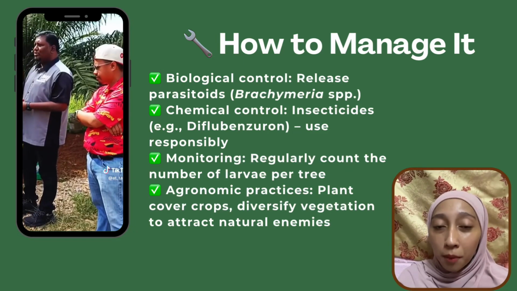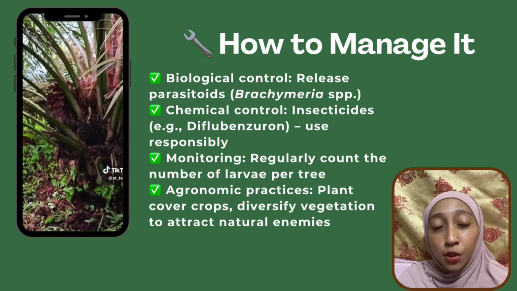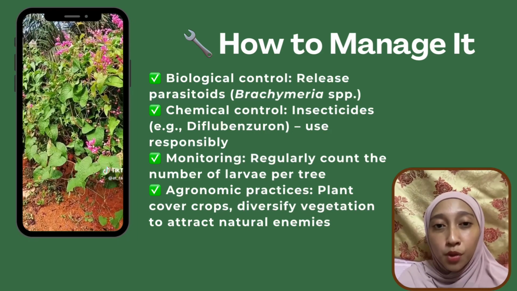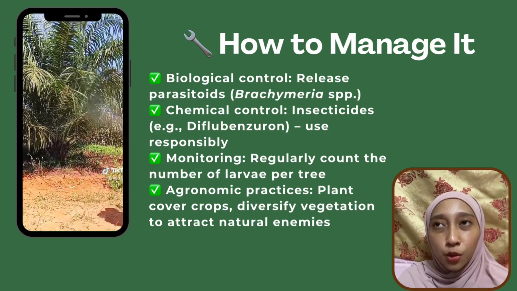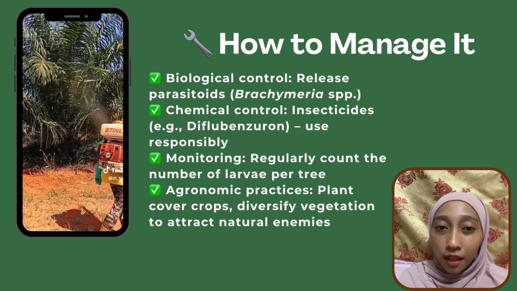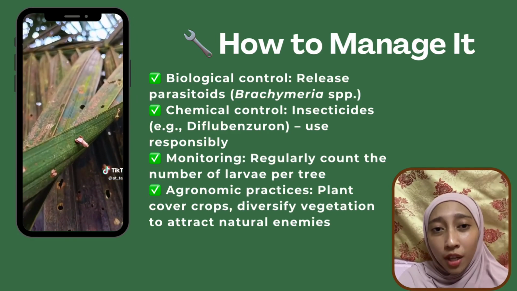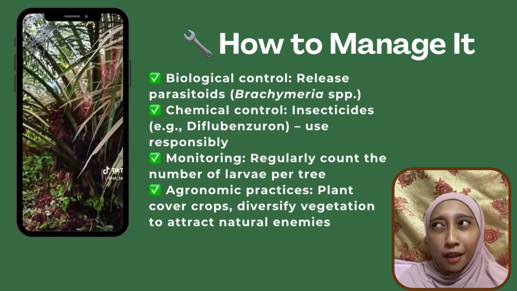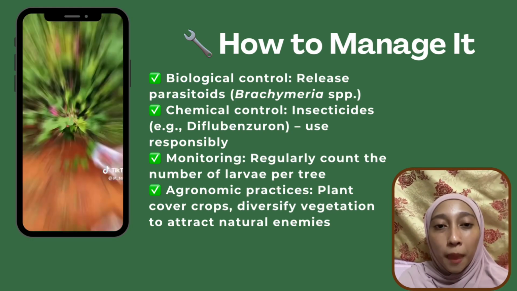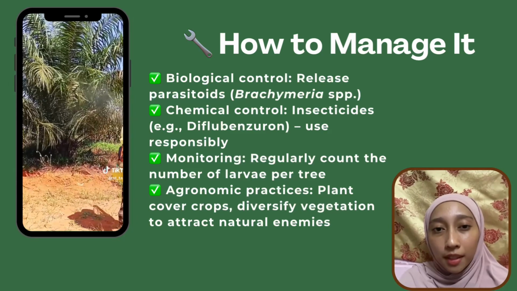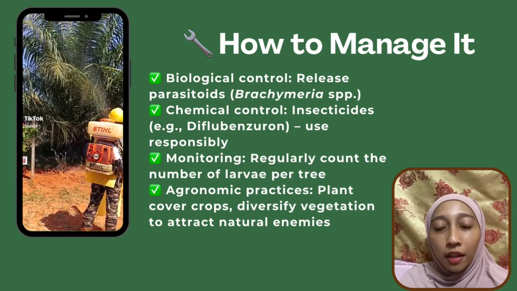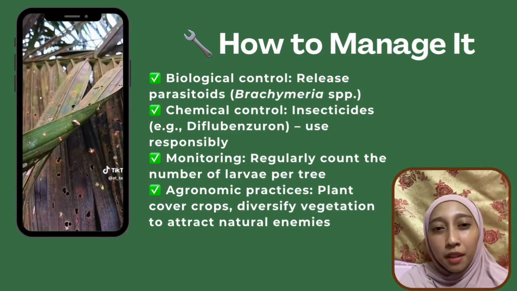The second one is chemical control. When the pest population is too high, insecticides like diflubenzuron can be used, but it must be applied carefully so we don't also kill natural enemies. The third one is monitoring. It's very important to regularly check the pest population, for example by counting the number of larvae per tree in sample plots. For the last one is good agronomic practices. For example, planting cover crops or other plants that attract natural enemies. This helps keep the ecosystem balanced.